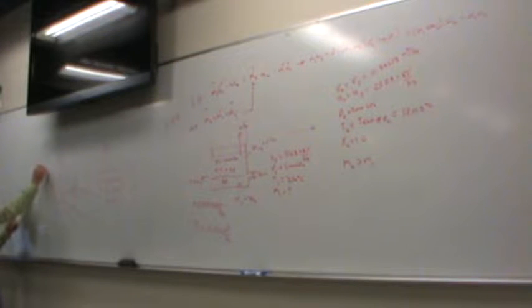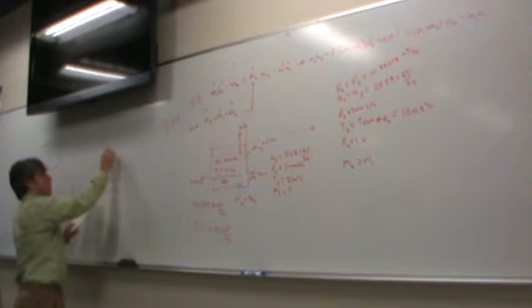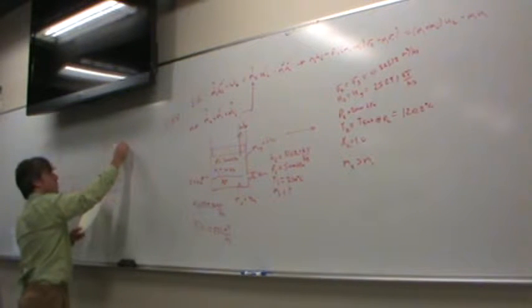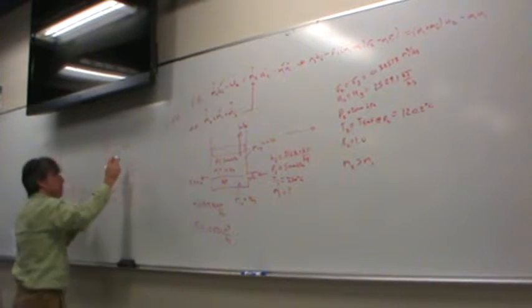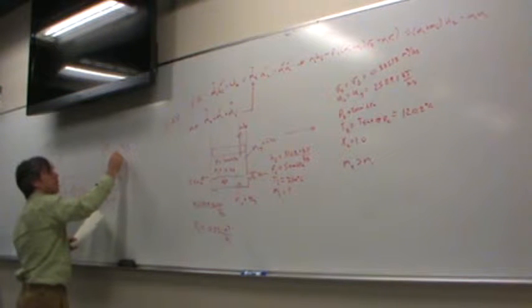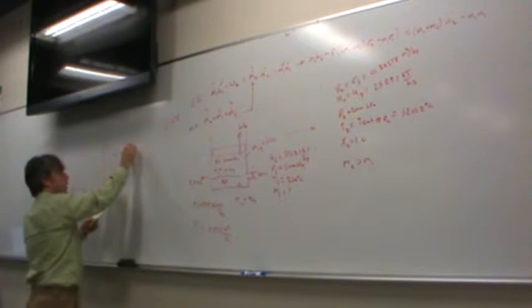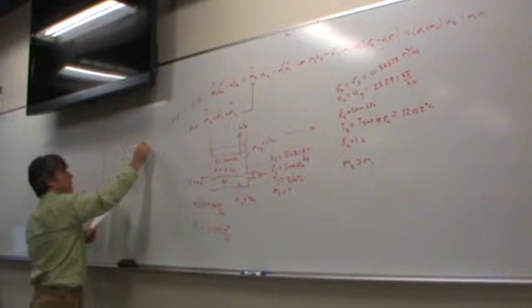The mass, P1 V1 over R over T1, assuming we change this, of course, to Rankine, is about 20.95 pounds mass for state 1. And for state 2, doing the same thing, P2 V2 over R over T2, and we get about 8.38 pounds mass.